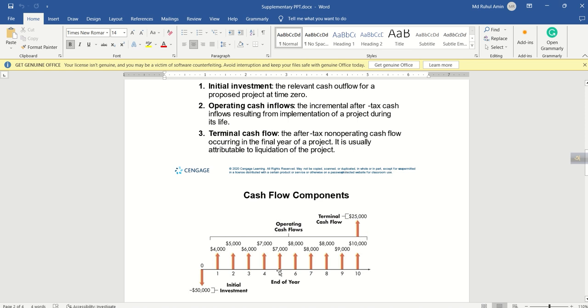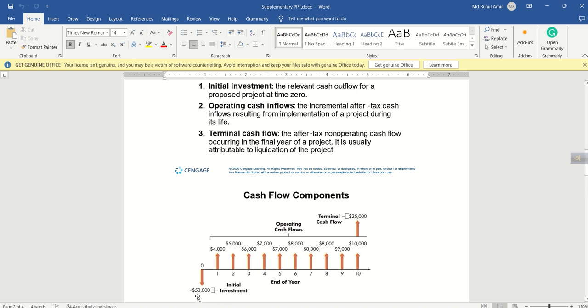Based on this timeline and cash inflows, this is a project, and that project requires $50,000 upfront cash investment. That's our initial investment, and this $50,000 investment project will survive for the next 10 years, and will give us this random number of cash inflows over the 10 years. And after 10 years, the project can be sold at $25,000. So this $25,000 is the additional cash inflow to this operating cash inflow of $10,000. So terminal cash inflow would be this $25,000 plus $10,000, so altogether $35,000.